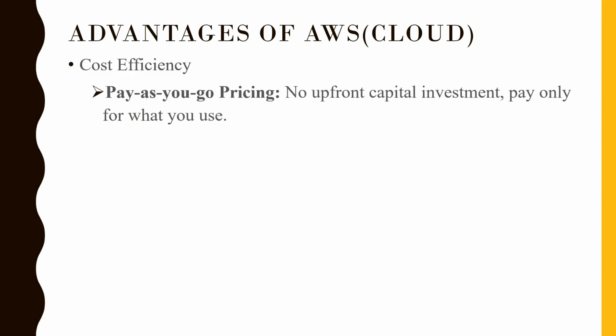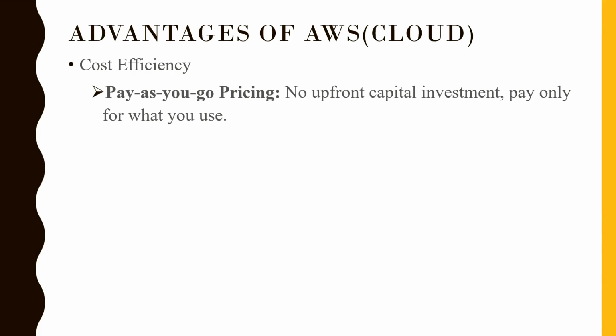Pay as you go pricing. The first point of cost efficiency is pay as you go pricing, which means for whatever services, capacity and resources we use, we only pay for as much as we utilize. For example, if I want to run one application for 8 hours, 12 hours or 24 hours, I will pay only for the time that I have utilized. If I used my server for 1 hour, then I pay for 1 hour only. I will not pay anything additional upfront.